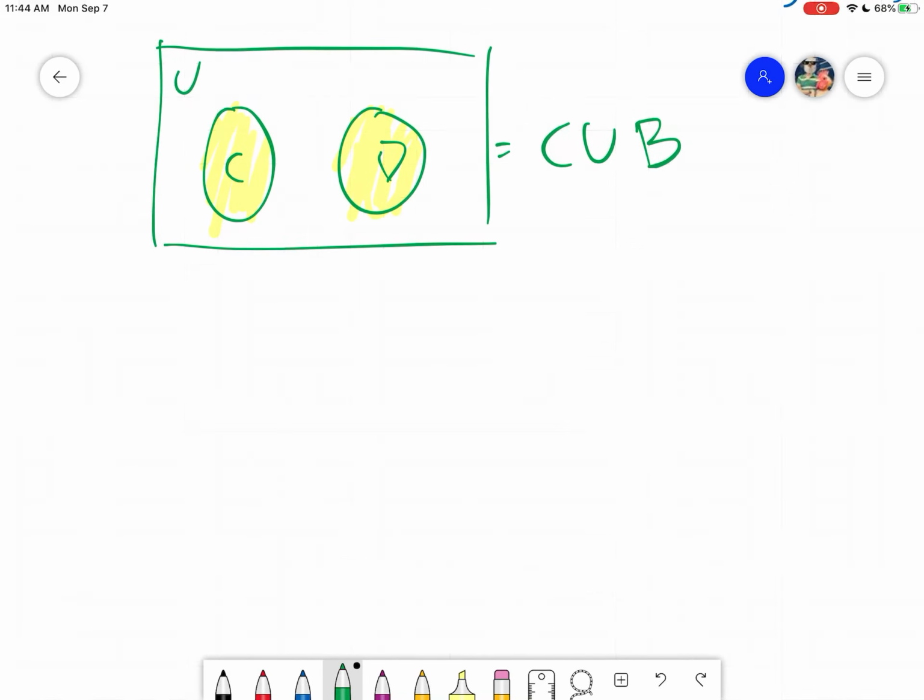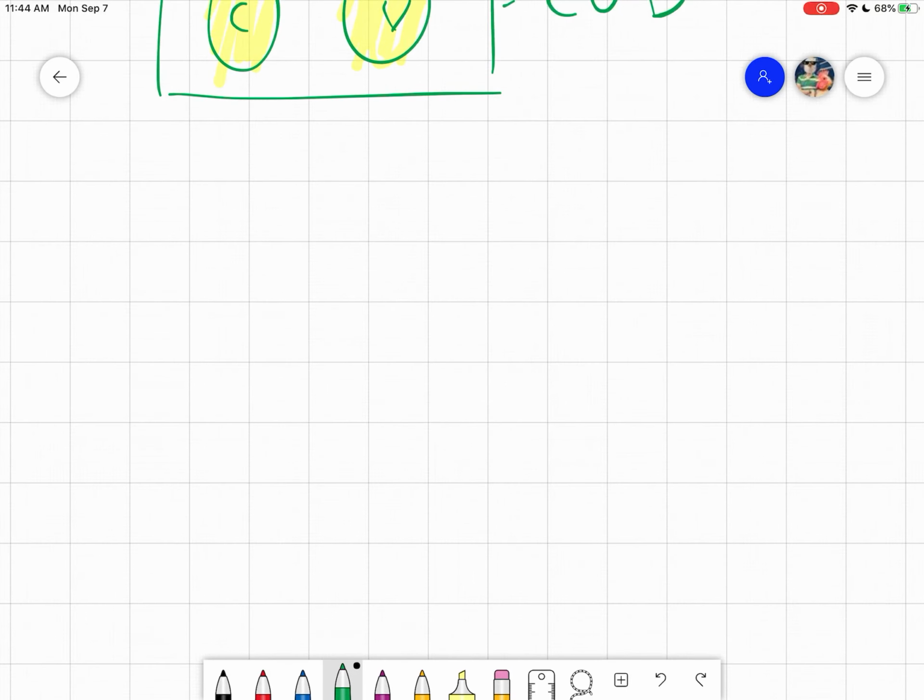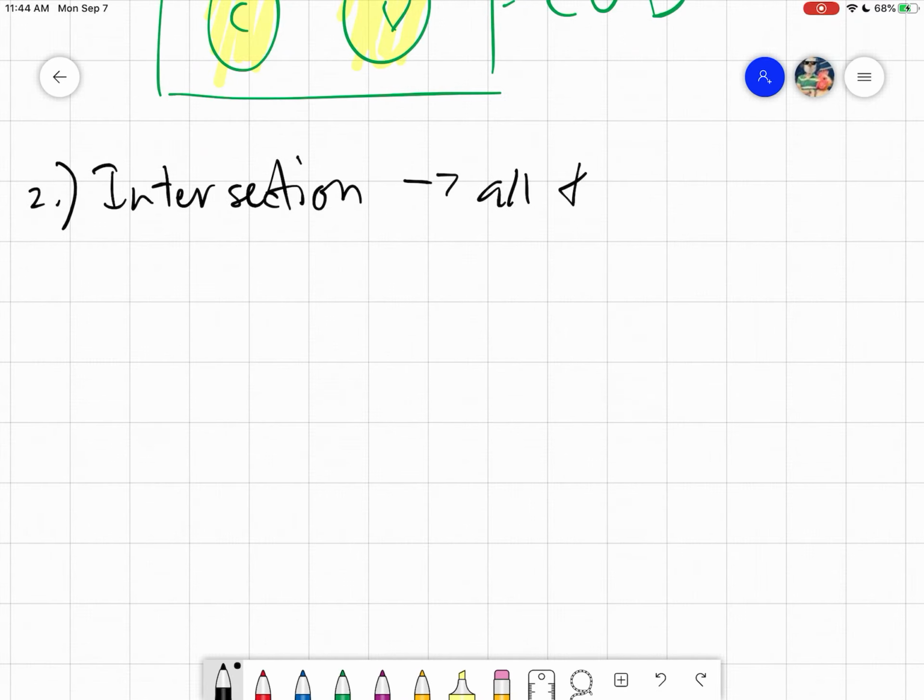Okay? Now let's talk about the next one, which is yung ating number 2, which is ang ating intersection. Okay? The intersection of sets are just simply all the common elements.